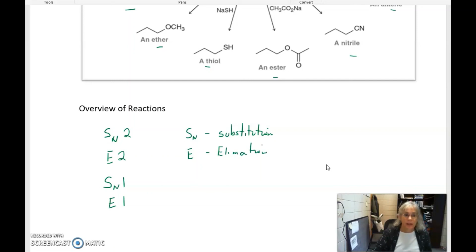The numbers here tell us whether it's unimolecular or bimolecular. So if it's a 2, it's going to be bimolecular. And if it's a 1, it'll be uni. Okay? So these are the 4 reactions that we'll be looking at for the rest of the chapter.